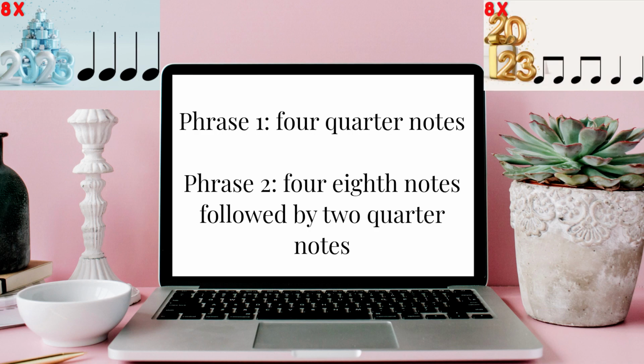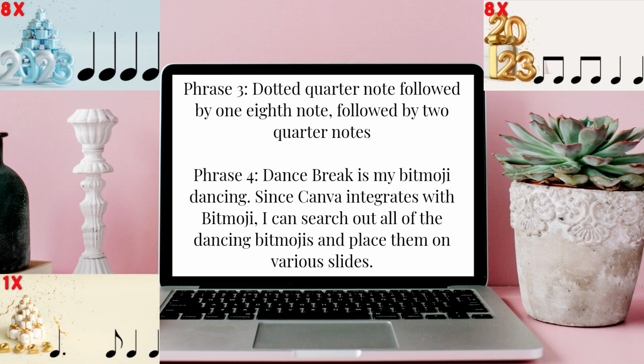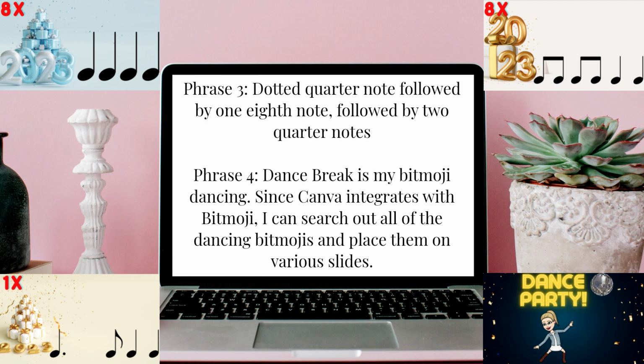Then I chose phrase number 2 with 4 eighth notes followed by 2 quarter notes because I'm setting up a dotted quarter note for phrase 3. That will have that dotted quarter note followed by 1 eighth note followed by 2 quarter notes. And then phrase 4 is a dance break with my Bitmoji dancing. Since Canva integrates the Bitmoji, I can search out all the dancing Bitmojis and place them on various slides.